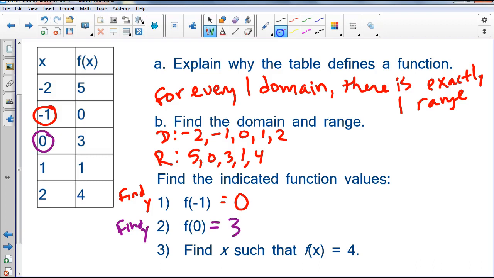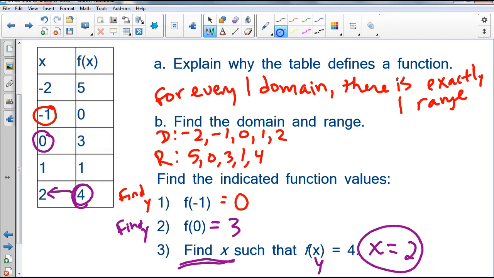This one even tells you in words, find x such that f of x is equal to 4. F of x really stands for y. It's saying find when y is 4, what is x? So the answer to that is x is 2 when y is 4.